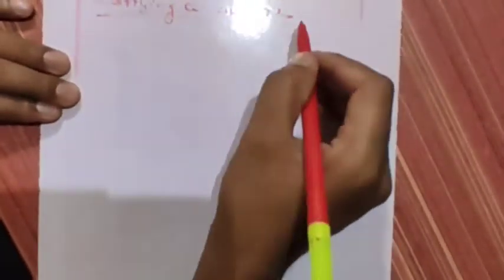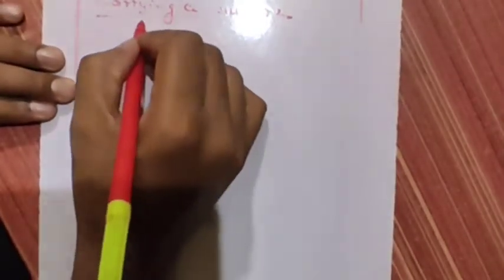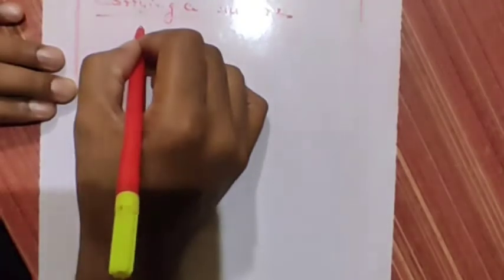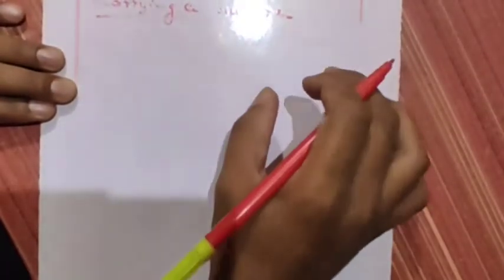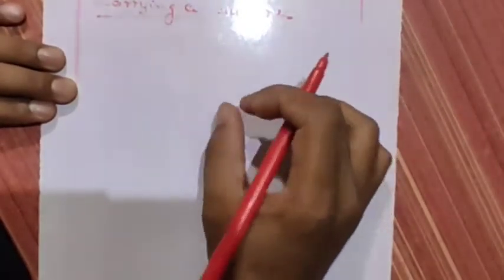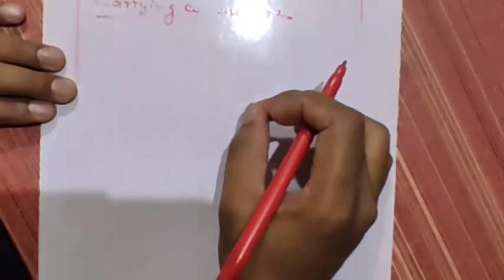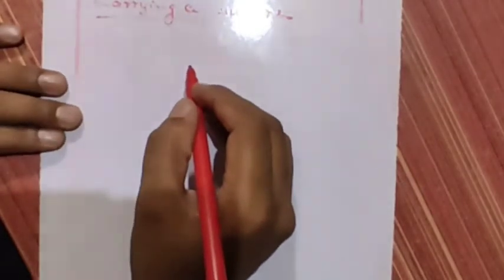Magnetic field due to a current carrying conductor. Today we discuss the magnetic field created across a conductor. How is a magnetic field created across a conductor? First of all, we draw the figure.